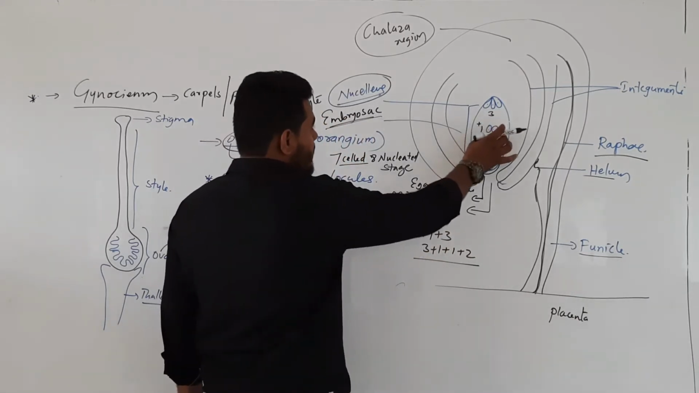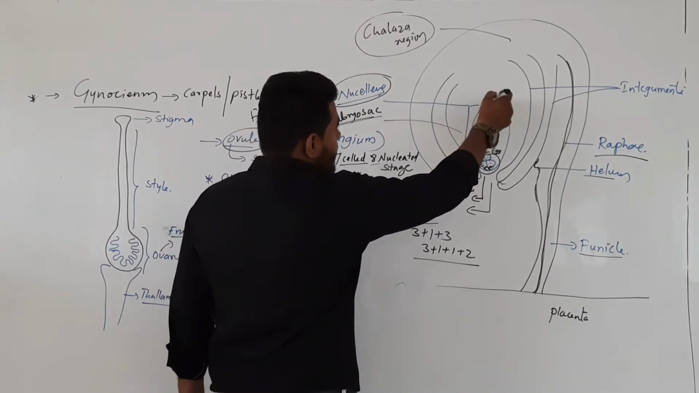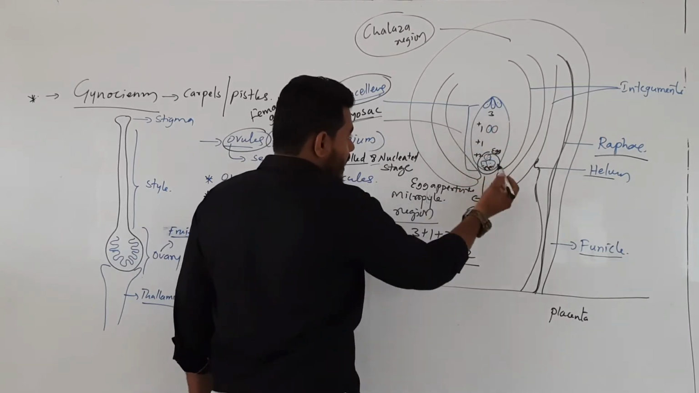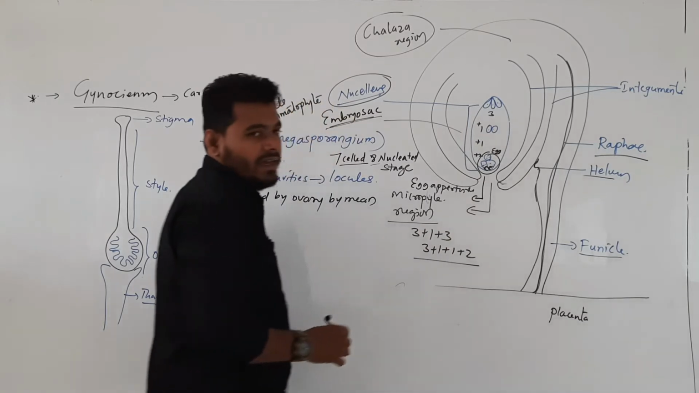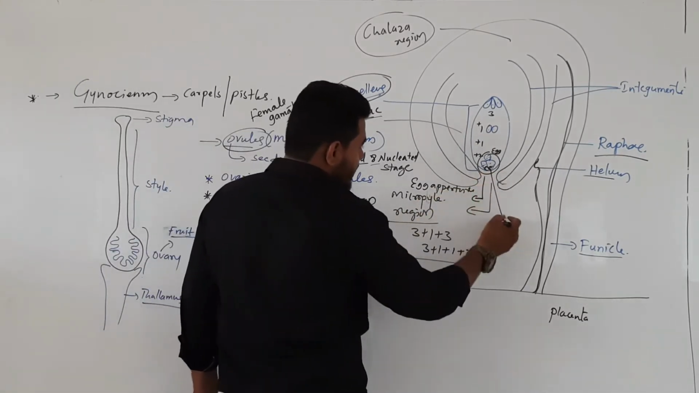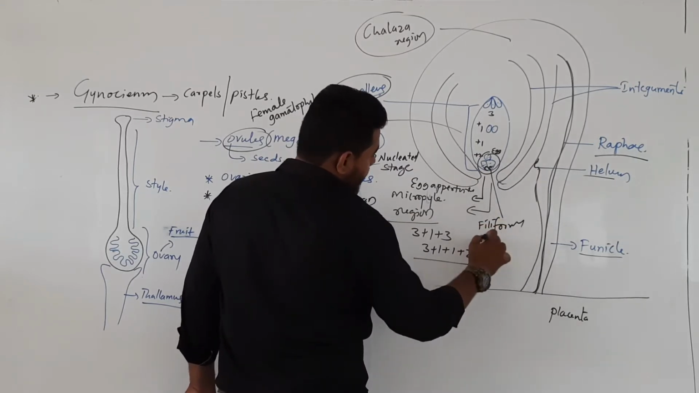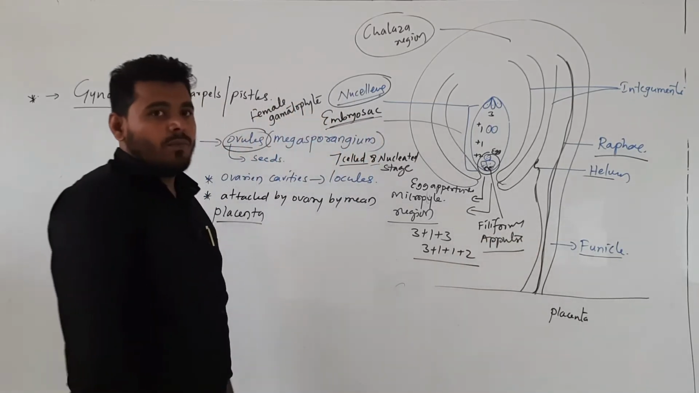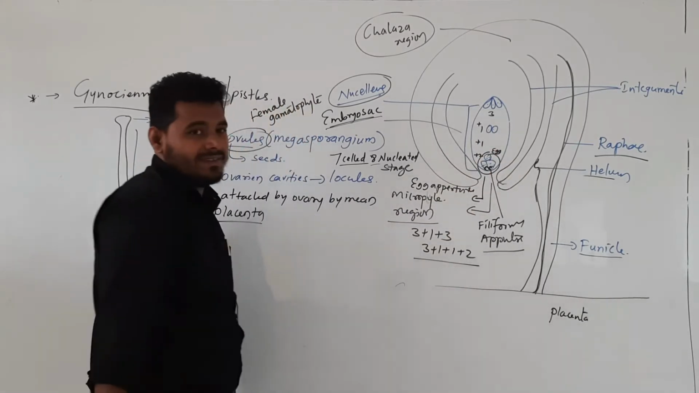So this is about the cells, but the nuclei are 8. Three nuclei in the three antipodal cells, two nuclei in the central cell, two nuclei in the two synergid cells, and one nucleus in the egg cell. Remember, these synergid cells contain filiform apparatus. The filiform apparatus guides the pollen tube towards the egg cell.